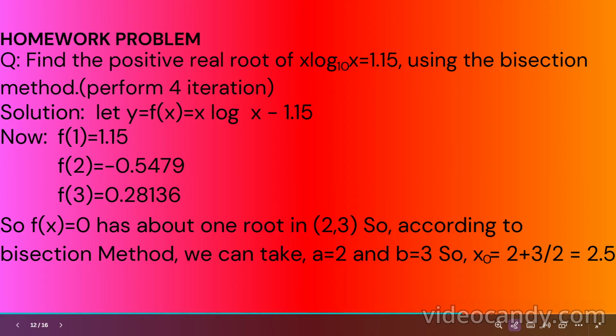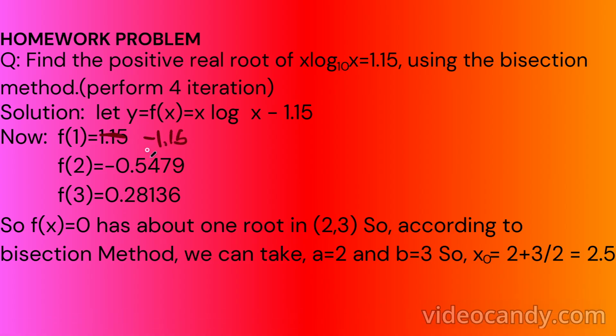Solution is, let y equal to f(x) equal to x log x minus 1.15. Okay, f(1) equal to negative 1.15. f(2) is 0.5479. f(3) is 0.28136. So f(x) equal to 0 has about 1 root in (2, 3). So according to the bisection method, we can take a equal to 2 and b is 3. So x0 equal to 2 plus 3 divided by 2 equal to 2.5.